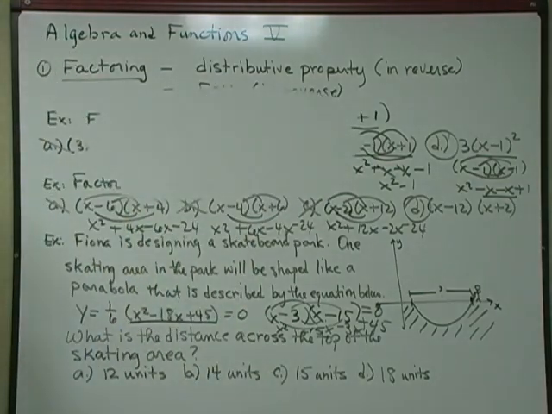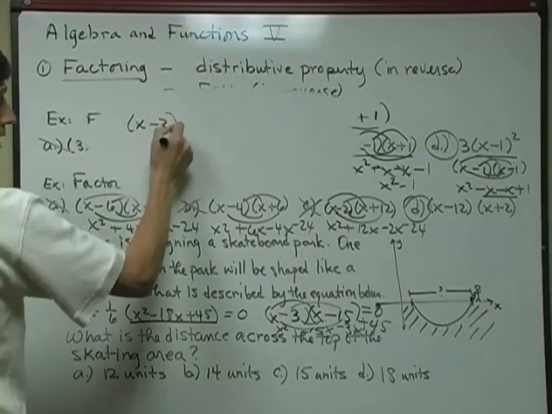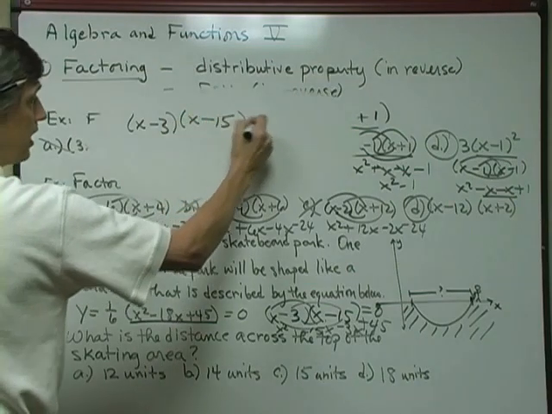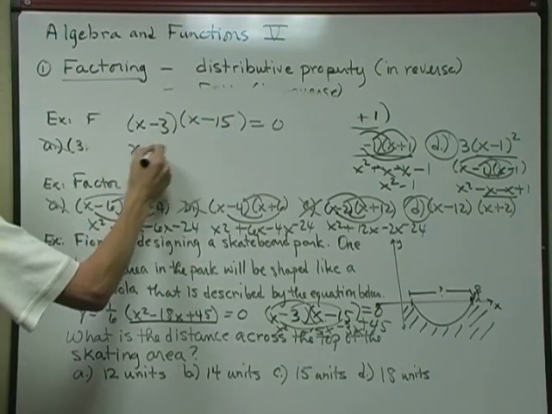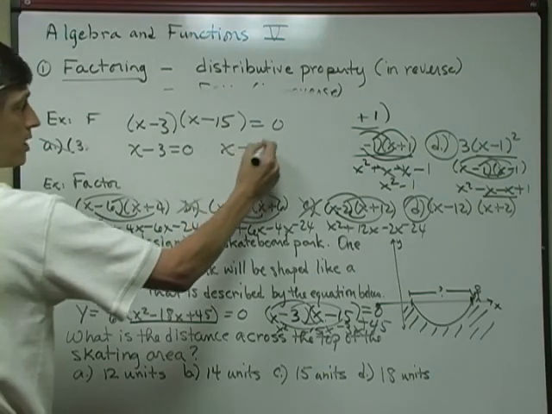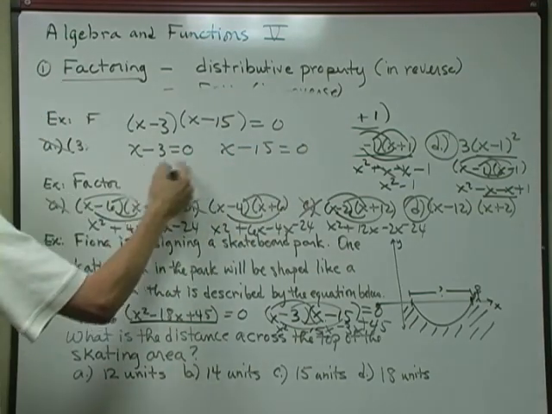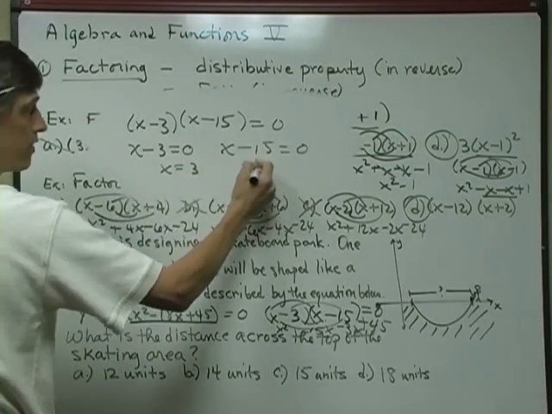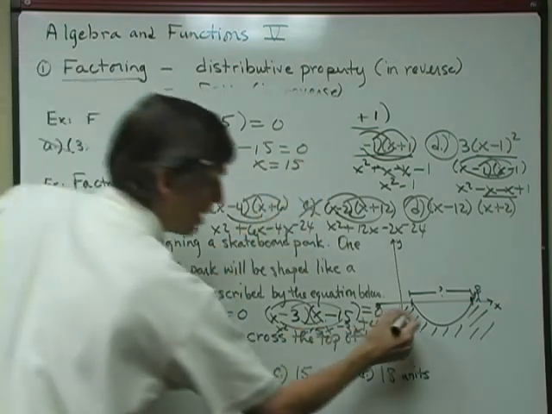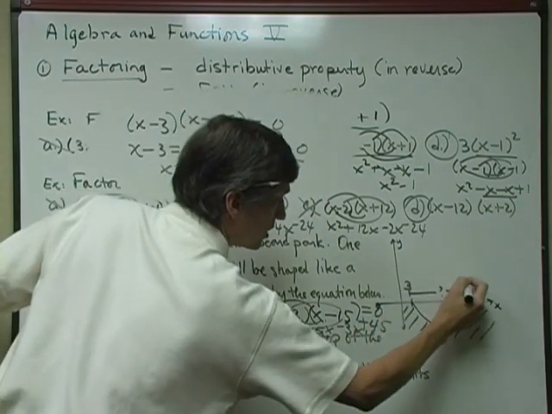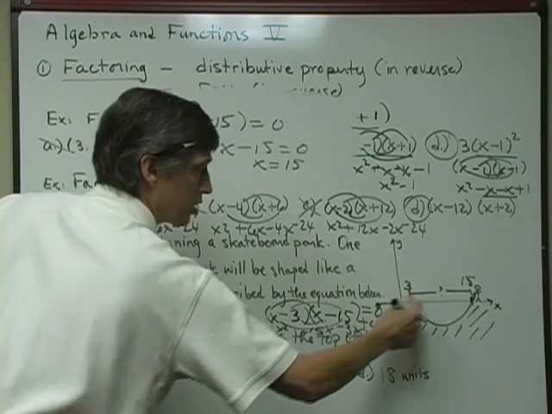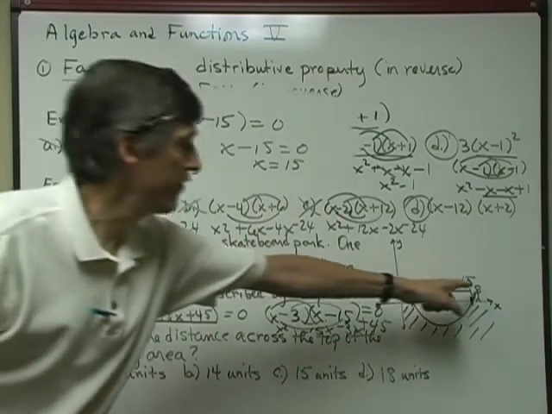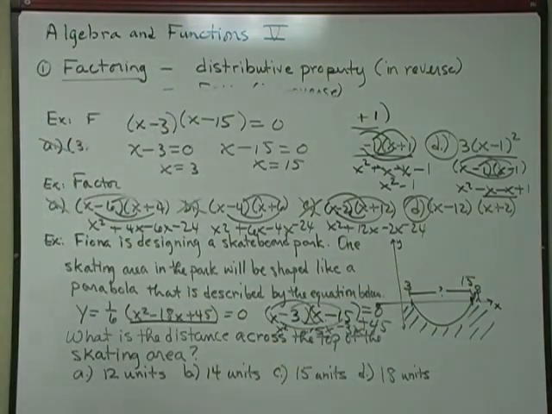So what I have is x minus 3 times x minus 15 equal to 0. Well, that means either x minus 3 is 0 or x minus 15 is 0. Add 3 to both sides. Add 15 to both sides. This number here is 3. This number here is 15. The distance across is their difference. 15 minus 3 is 12. Answer A.